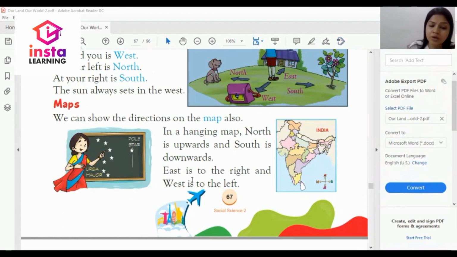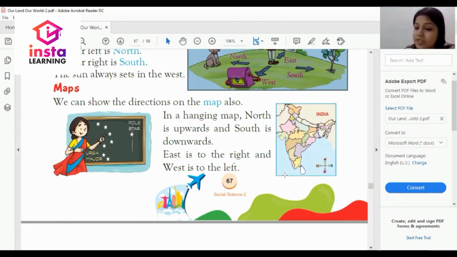Let's discuss how a map shows the direction on the wall. In a hanging map, north is upward and south is downward. So this is upward, this is the north direction, and this is the south direction. East is to the right and west is to the left. So this is east as I am marking it, and this is west in the left of the map. So this will help you to understand maps clearly.